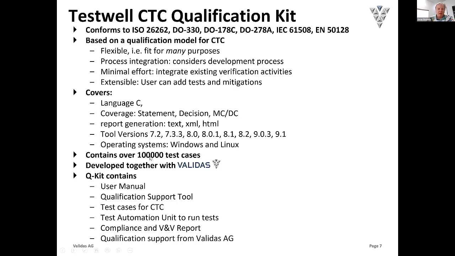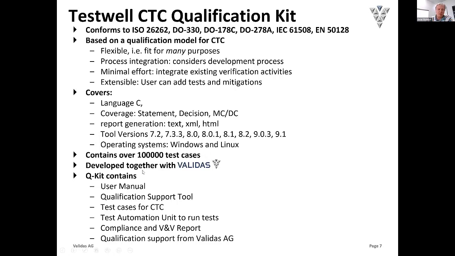It contains about 100,000 test cases that have been generated mostly for the MCDC case. We have used a very systematic approach to generate all possible combinations of and, or, and 2 variables, 3 variables, and 4, up to 15 variables combined, and we check whether CTC is doing it correctly. Not only variables, also constants, so that sometimes it's impossible to reach 100%. Those things are all covered by the Q-Kit. It has been developed with us.